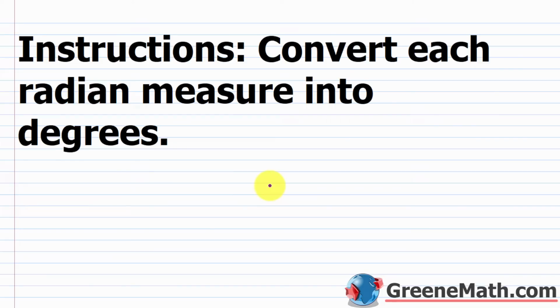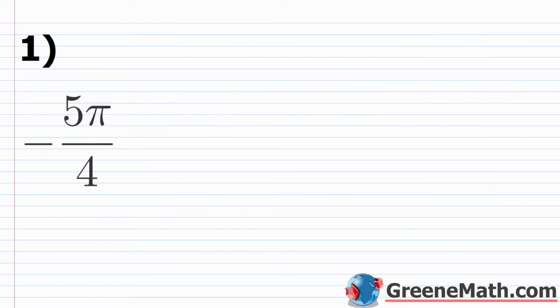All right, let's take a look at the practice test. For the instructions, we're asked to convert each radian measure into degrees. So let's take a look at the first problem. We have negative 5 pi over 4.